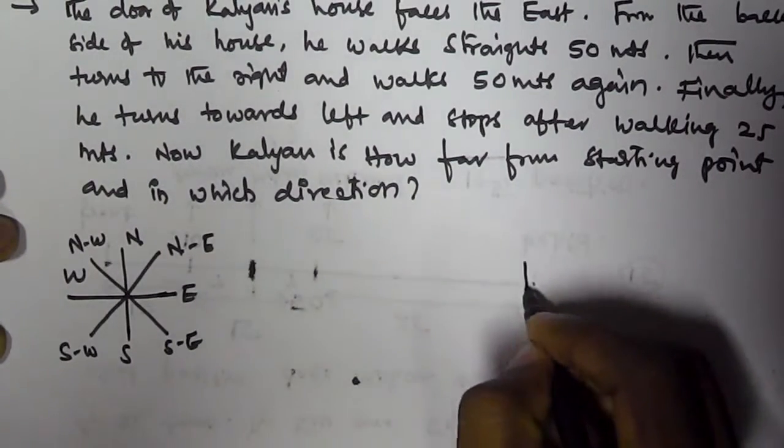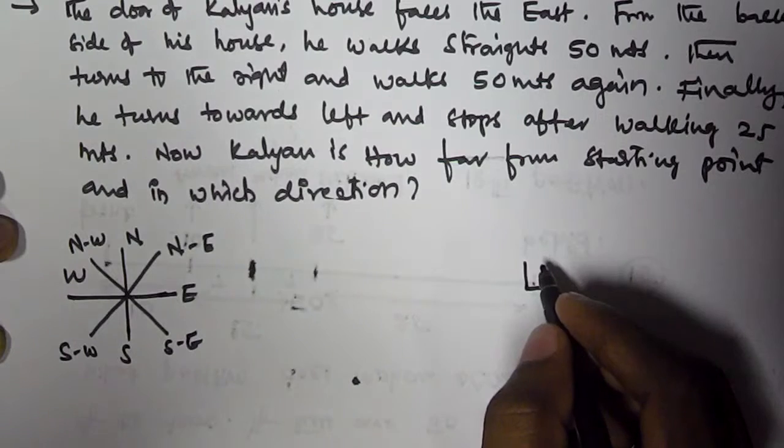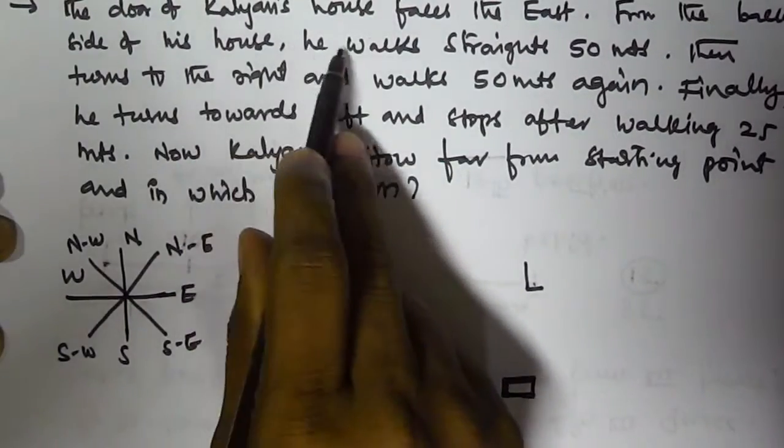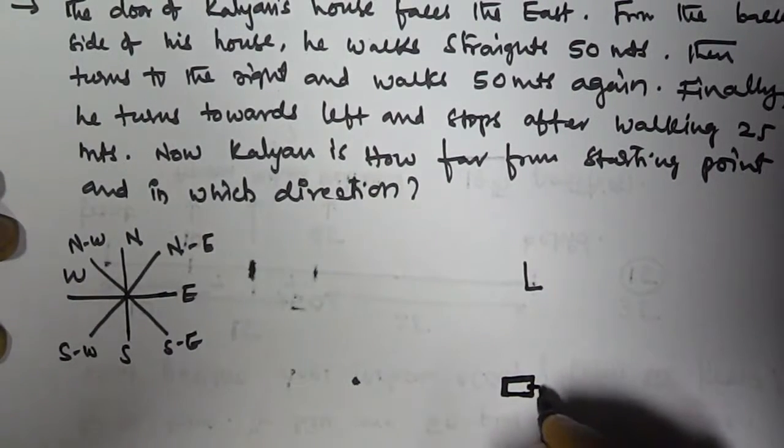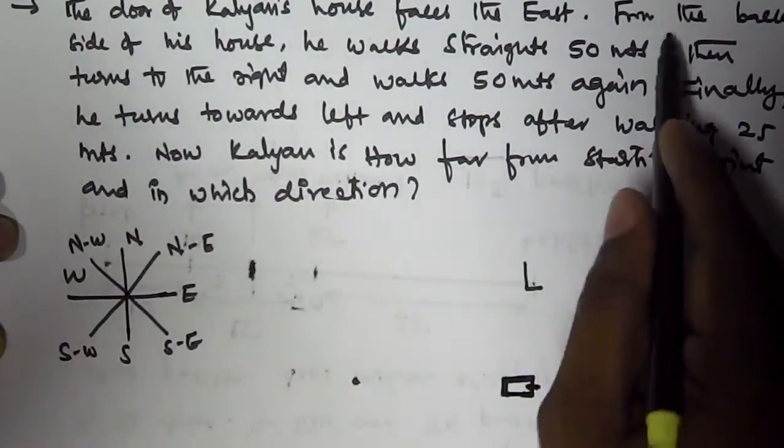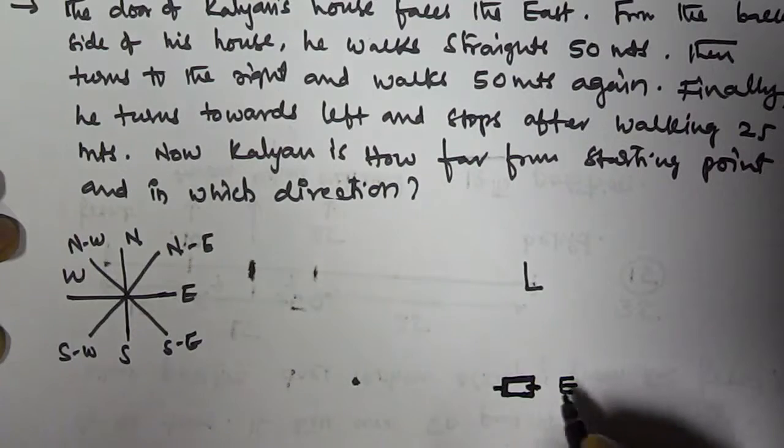Let us assume this point is the house of Kalyan. He said Kalyan's house door faces the east, so this is the opening, because this side is the east. But what he did, from the back side of his house, he walks straight 50 meters.